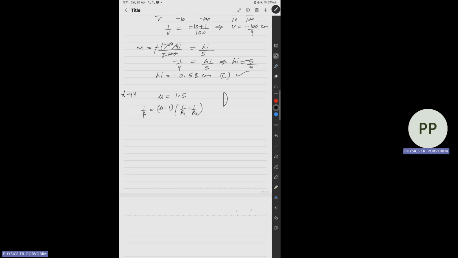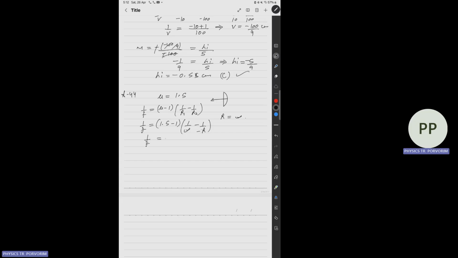So R1 is the radius of the plane side. The radius of the plane side is infinity. Plane surface having radius infinity. Just put the values: 1 by f is equal to 1.5 minus 1, times 1 by infinity. And for R2, we are measuring the radius on this side, so it will be 1 by minus R, because the radius of the second surface is in the negative direction.